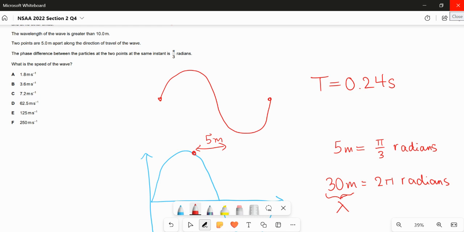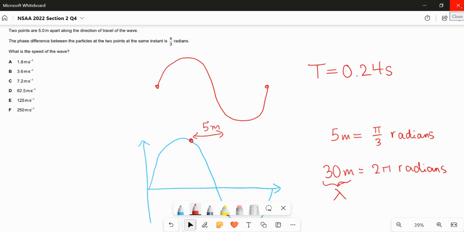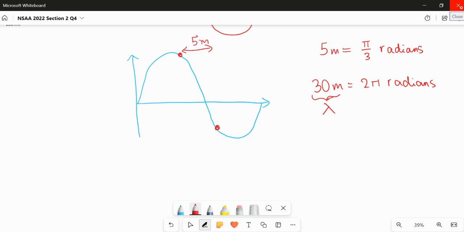So how do we get the speed? We just do wavelength over time, because speed is distance over time. So we just have v equals d/t. It travels 30 meters during one cycle, which takes 0.24 seconds.